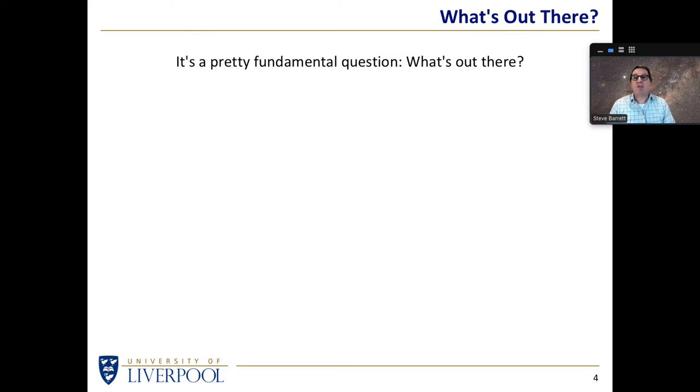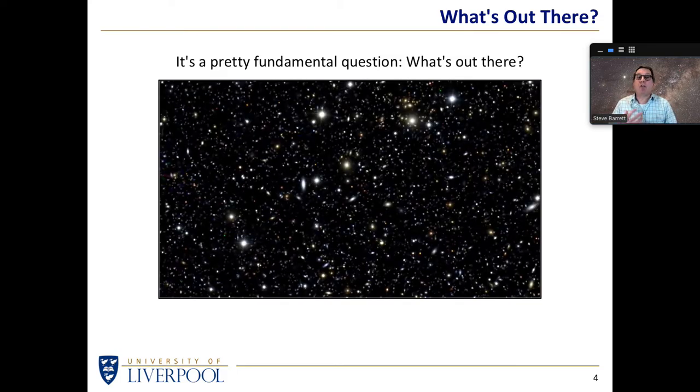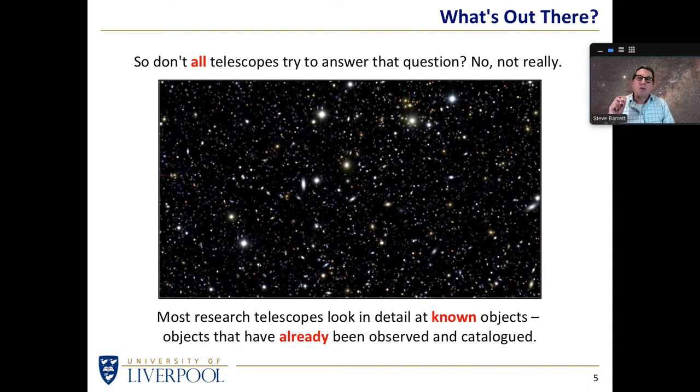So we can ask the question, what's out there? Pretty fundamental question. That's what most astronomers are interested in. To answer that question, you might say, well, don't all telescopes pretty much answer the question as to what's out there? And the answer is, well, no, not really. Because most research telescopes look at known objects, in other words, objects that have already been observed and catalogued. Only a few survey telescopes actually look to find out what's out there rather than look at something we already know about.